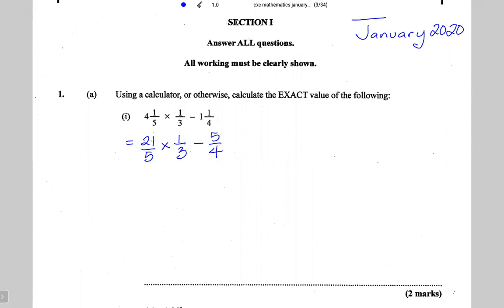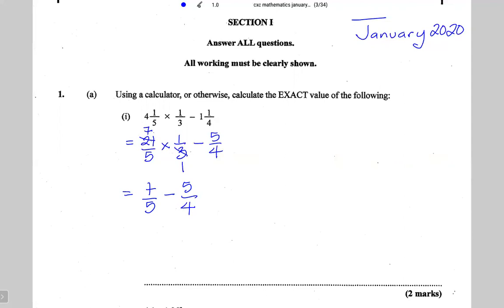So when we're multiplying fractions, what we do is we cancel. So 3 into 3 is 1, and 3 into 21 is 7 times. So what we have here now is 7 times 1 is 7 over 5 minus 5 over 4.